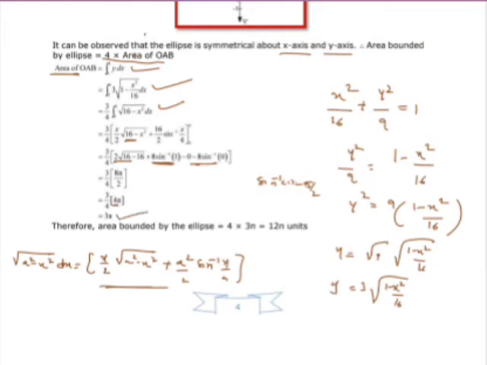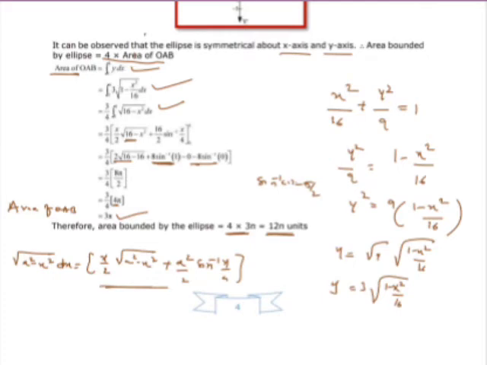Finally what we get here, area of AOB is 3 pi. Therefore the area bounded by the ellipse is 4 into 3 pi, which is 12 pi units. So one side we have got here. If we multiply by all four sides of the ellipse, then we get the final value of the region of the ellipse, that is x square by 16 plus y square by 9, which is equals to 1. That is nothing but 12 pi units.